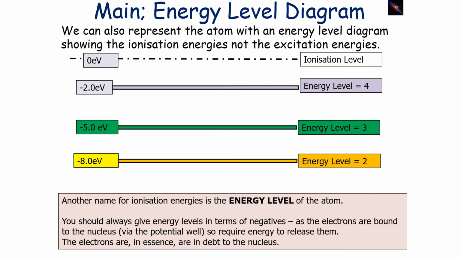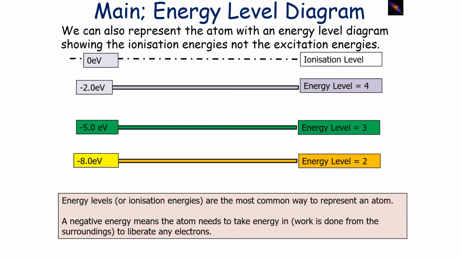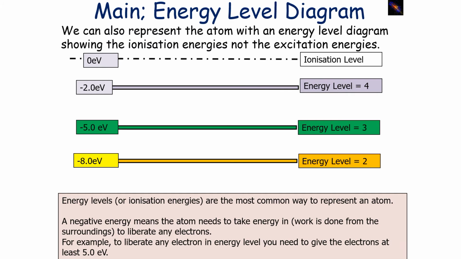The electrons are in essence in debt to the nucleus, so work needs to be done to an atom to liberate the electrons. So the negative energy means the atoms need to take energy in, work is done from the surroundings to liberate any electrons. So for example, to liberate an electron in an energy level, you might have to give an electron at least 5 eV from energy level 3.